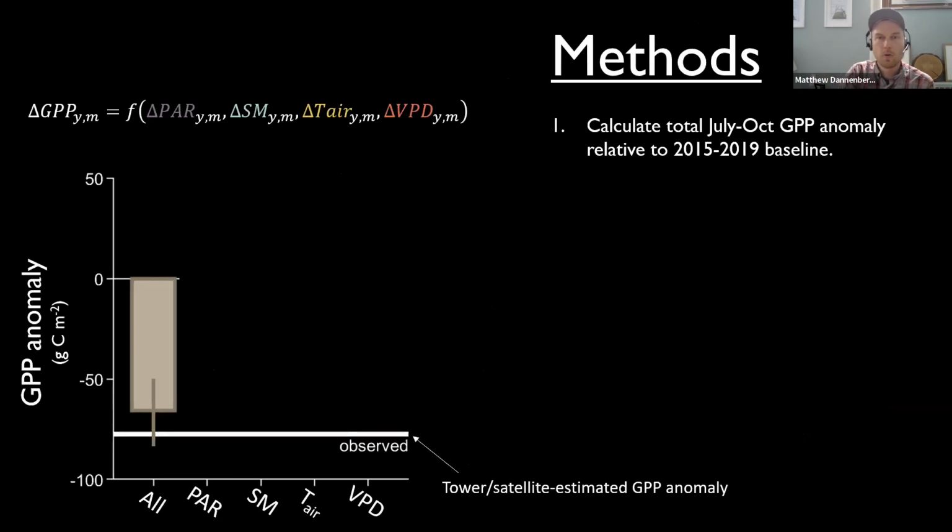To answer our 2 questions, we basically followed a 3-step approach. The first thing we did is we simply calculated the total gross primary production anomaly in both the SMAP record and at the tower level relative to a 2015 to 2019 baseline. That's a pretty short baseline that's constrained by the period of record for SMAP, which was launched in late March 2015. So unfortunately, it's not a particularly long record from that SMAP satellite, and that constrains the baseline period.